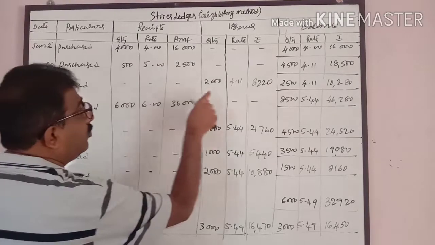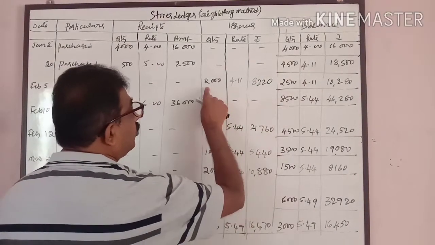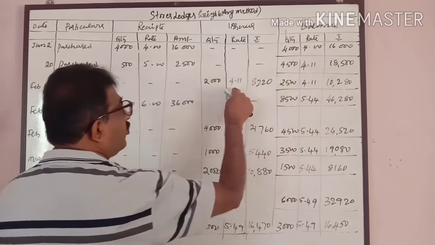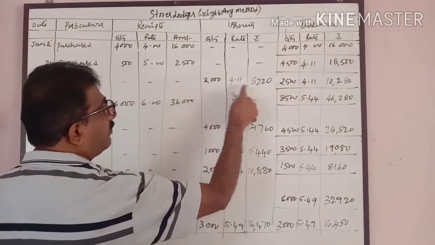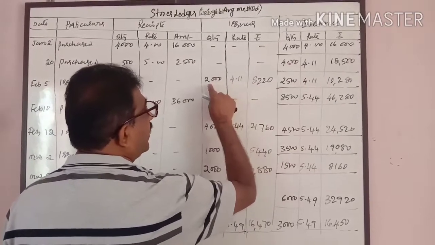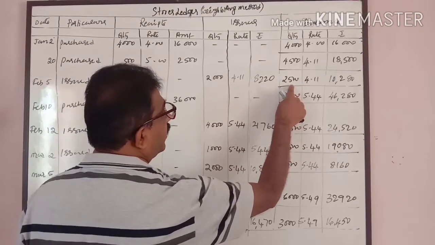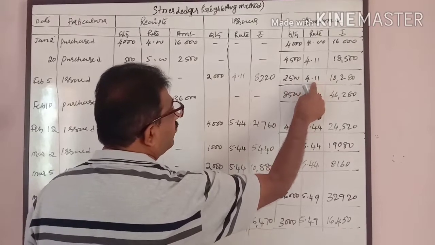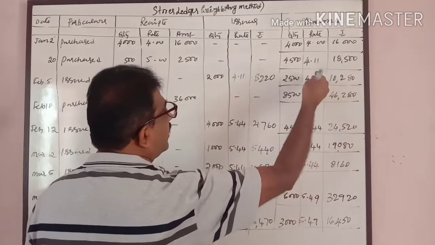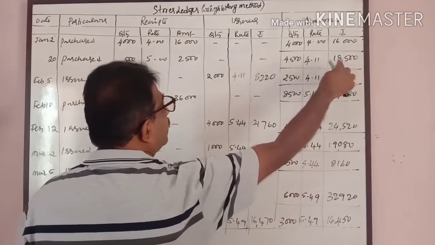February 5th issued 2,000 units at the rate of 4.11. What price do we have here? We have to take the same price here. 4.11, 8,220. The balance becomes 4,500 minus 2,000, 2,500. Rate becomes the same, 4.11, 10,280. Approximately you get 10,270 because of fractions. You can just minus it.